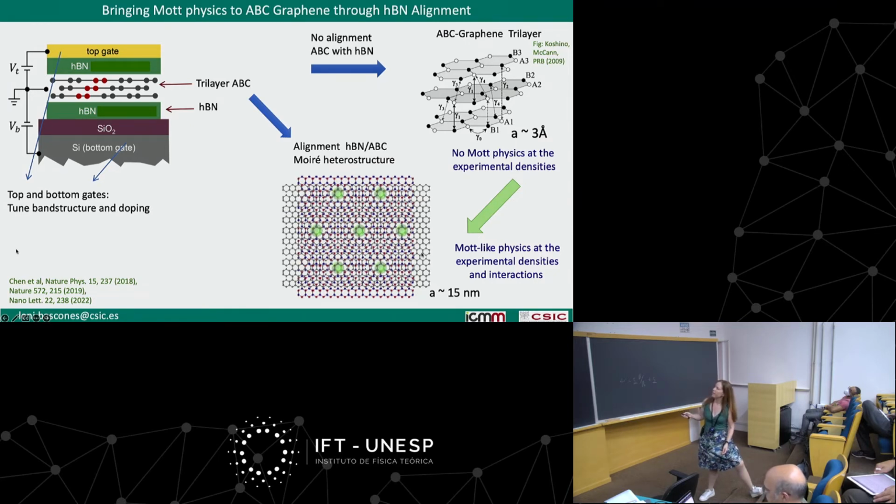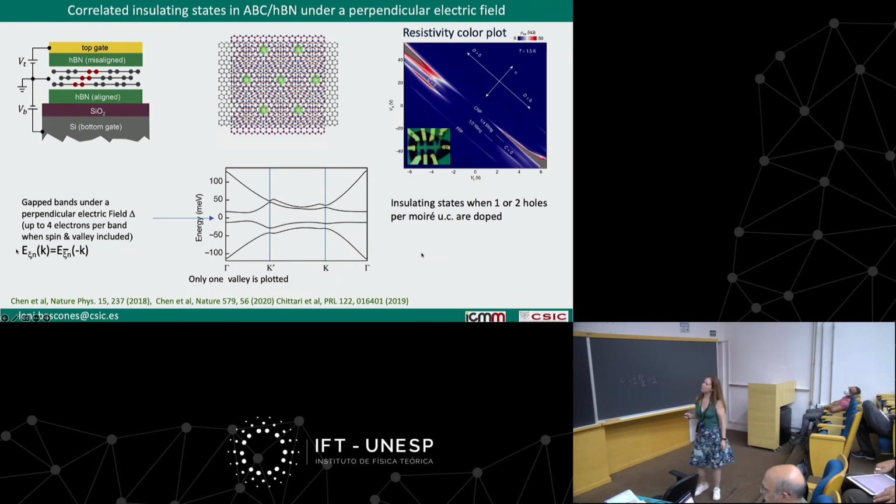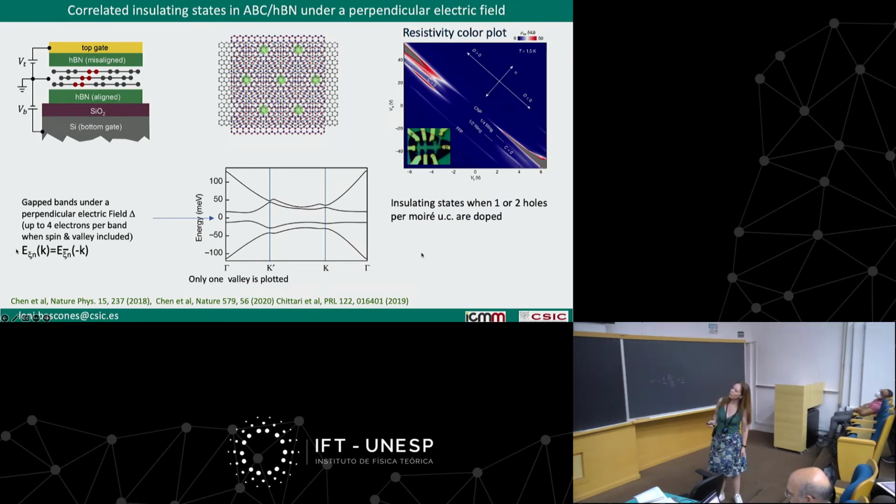But here, by creating this heterostructure, we are going to be able to be at integer fillings of these new large unit cells. So what I'm going to look at is how this Mott physics will appear here. This is the band structure of this system. If we don't apply a magnetic field, then these two bands will be touching. You see that they are already quite flat. Here we are at energies of the order of milli-electron volts. Again, we have two of these bands because of the valley in graphene.